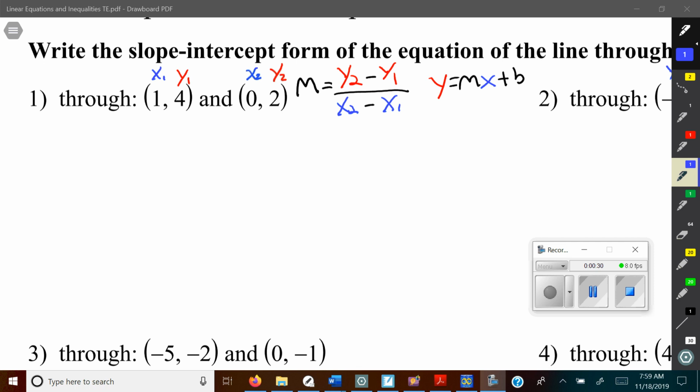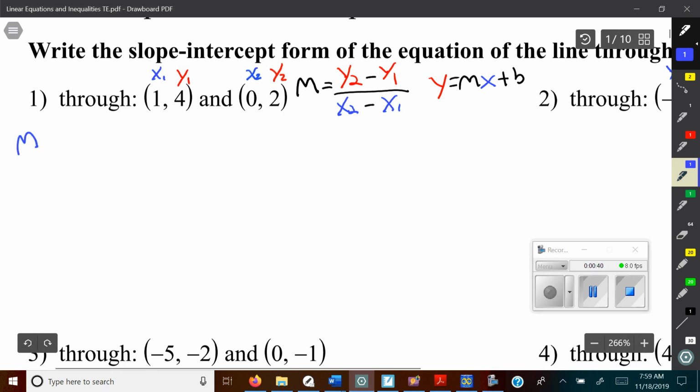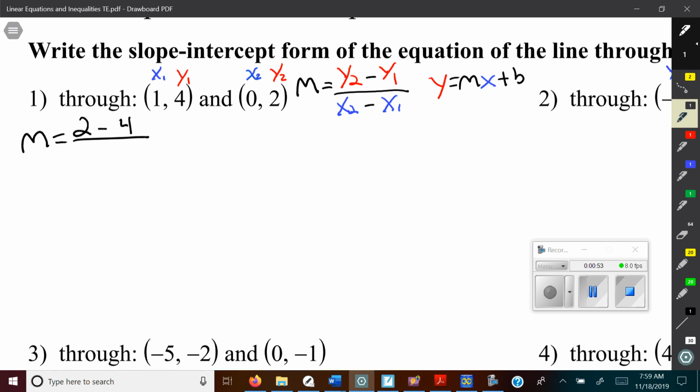So we're going to take our slope formula, which is y2 minus y1 over x2 minus x1. And we're going to plug that in from our 2 points. We've got two y's and two x's, and we plug those in. So we're going to have y2, which is 2, minus y1, which is 4, over x2, which is 0, minus x1, which is 1.